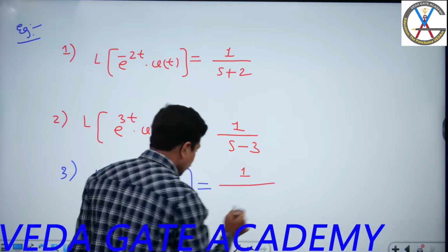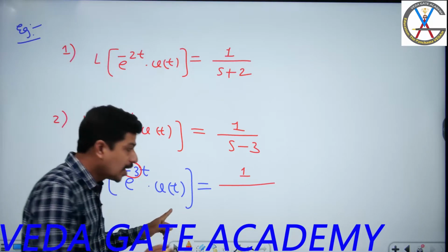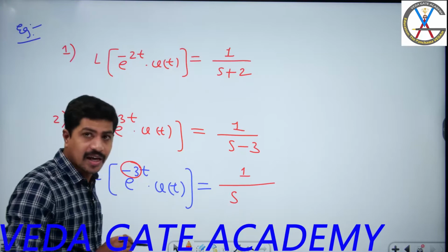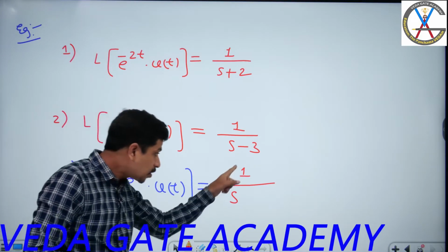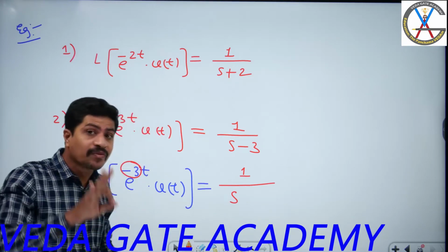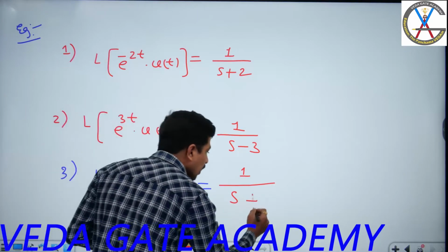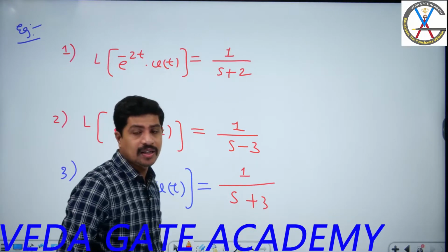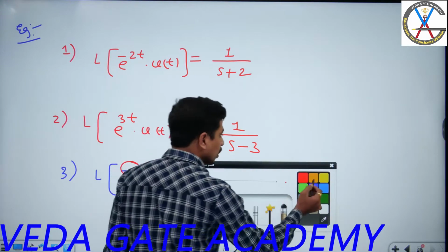Yes. E power minus 3t into u of t is the signal. Yes, u of t Laplace is 1 by s. As there is multiplication of exponential in time domain, the corresponding frequency variable will be shifted by 3 units with opposite sign. What is the sign here? Minus. What should I get here? Plus. Yes or not? Yes.